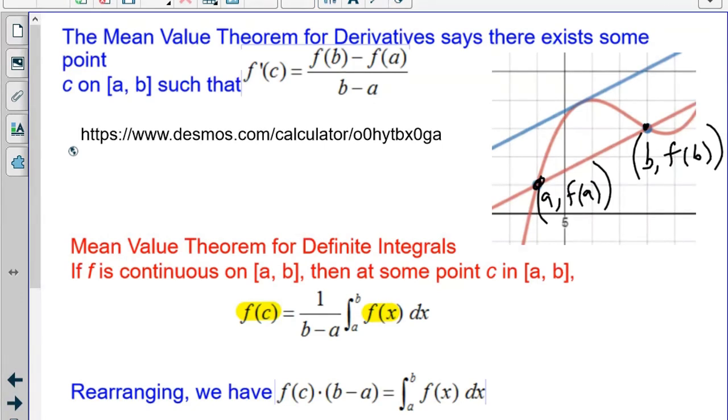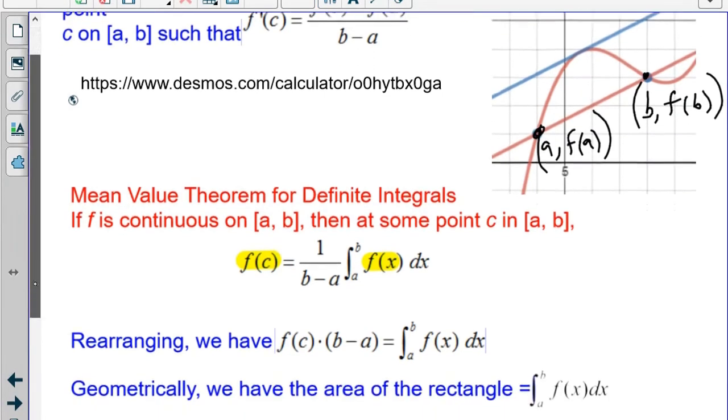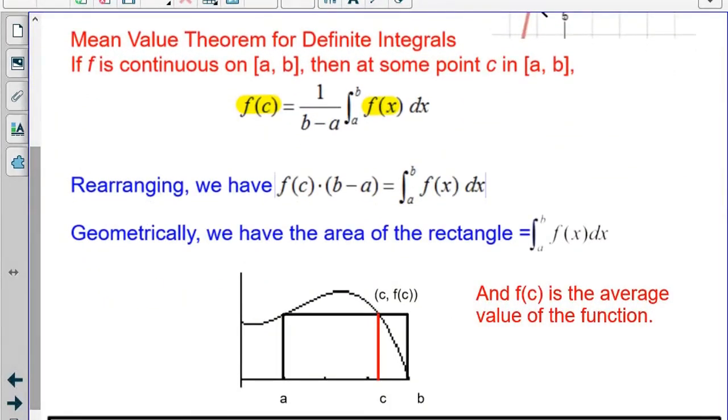Now, the mean value theorem for definite integrals. If f is continuous on a to b, then at some point c in the closed interval a comma b, we have f of c equals 1 over b minus a times the integral of f of x dx. This is essentially the average value of a function.